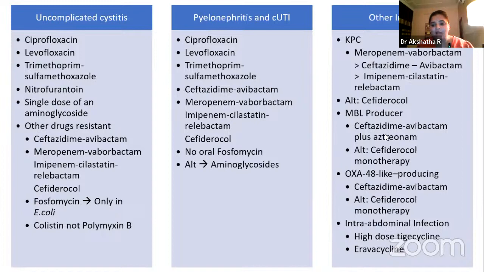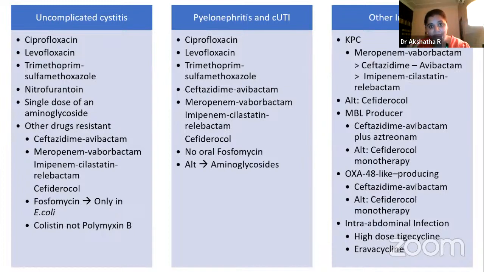So ceftazidime-avibactam in MBL, as we have seen before, your MBL is not inhibited by your avibactam component. So aztreonam can very well act in that situation, and that is why it is given as a combination with ceftazidime-avibactam. If it is an OXA-48 like enzyme, you can give ceftazidime-avibactam. Alternatively, cefiderocol. What is the role of tigecycline or eravacycline?